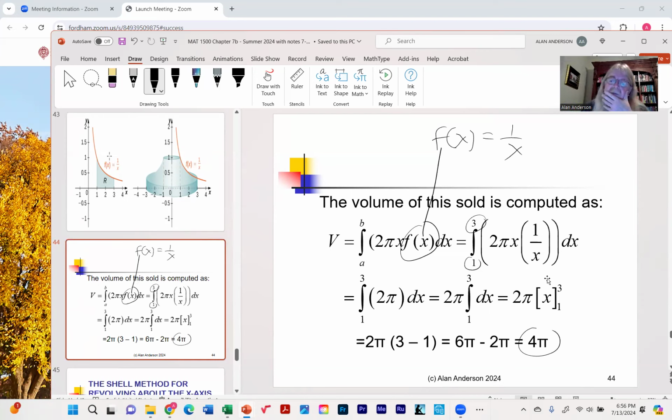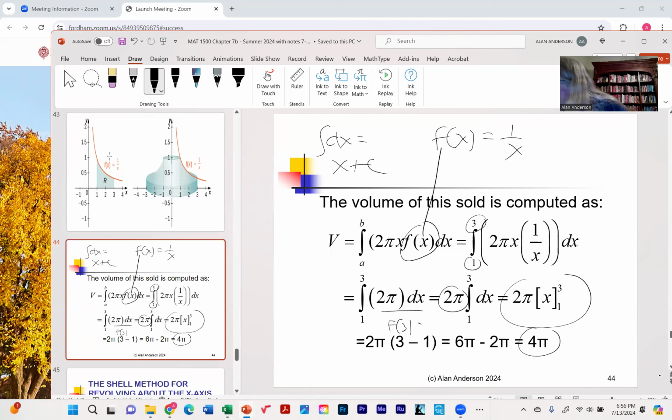All right. Now, by the way, pi is a constant. Don't be confused about that. So here I had 2 pi dx. This is a constant. I moved it outside. And of course, the integral of dx is just x plus c if it's an indefinite integral. So I ended up here with 2 pi x evaluated from 1 to 3. Okay. So here's f of 3 minus f of 1. So I'll ultimately end up with 4 pi.